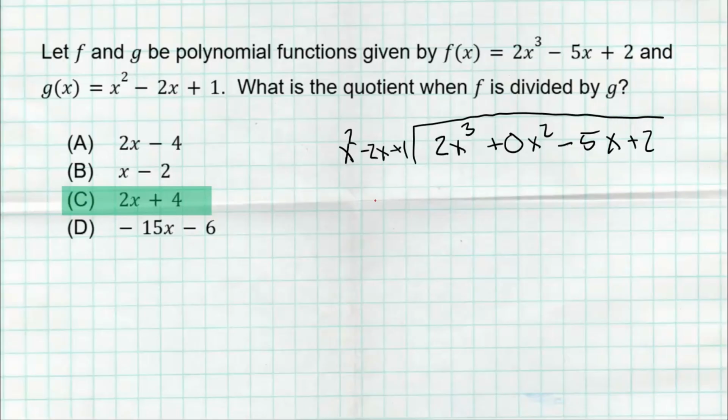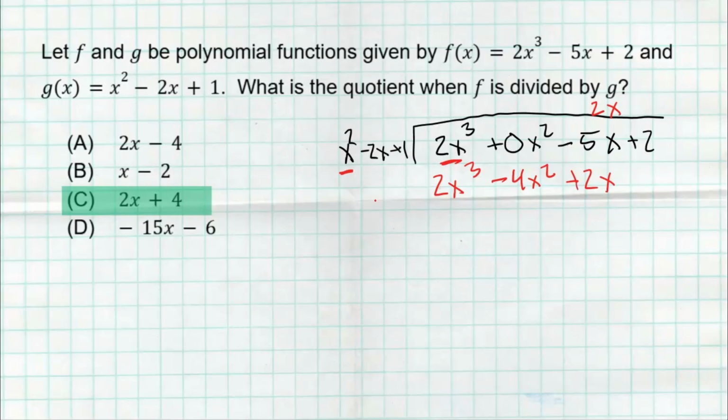All right, here we go. We're going to figure out how do I turn an x squared into a 2x cubed. I'm going to multiply it by 2x. So I'm going to put a 2x in my x column right there. Now I'm going to multiply: x squared times 2x is 2x cubed. Negative 2x times positive 2x is negative 4x squared. And 1 times 2x is 2x.